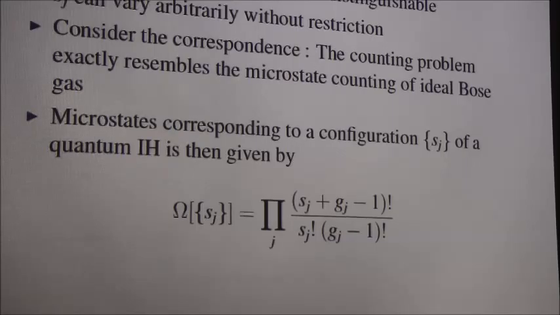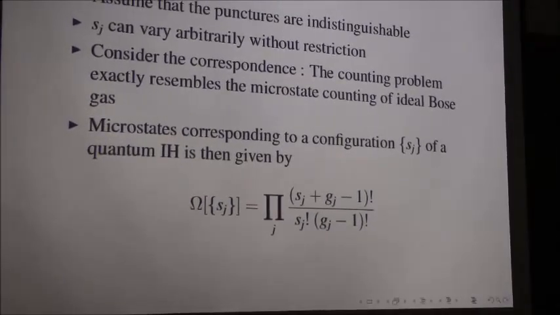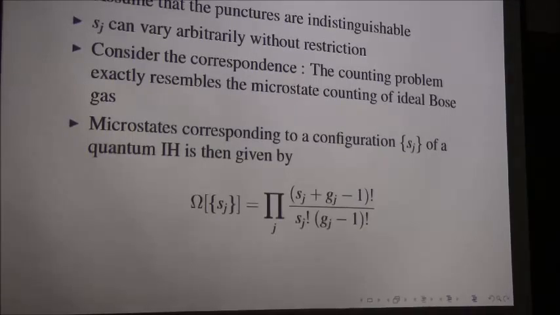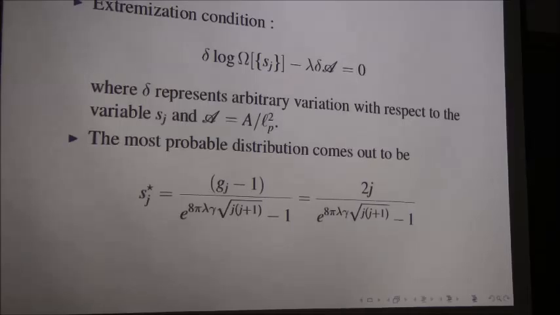Okay. So this is the formula for our microstates, which I am going to use for the entropy calculation in case of indistinguishable punctures. So these are the same steps which I am going to follow. I will extremize this expression for omega, log omega, S_j, given this constraint of constant area, where this curly A is A by LP square. And the most probable distribution comes out to be like this. So this is the standard bosonic distribution kind of thing.